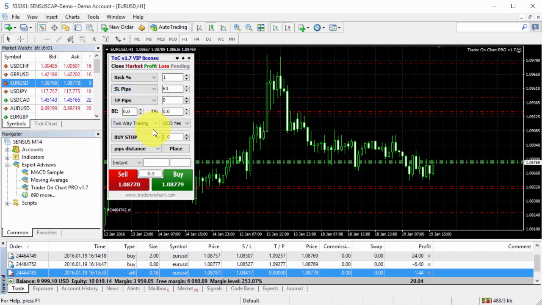The next important thing to know is that Trader On Chart has 2 modes of trading. By default, it is set to use two-way trading, but you can also choose one-way trading. What this will do is close all the trades of the opposite position before opening the new one. So again, if I want to execute another sell trade, it will close all the buy trades and only then execute a sell trade.